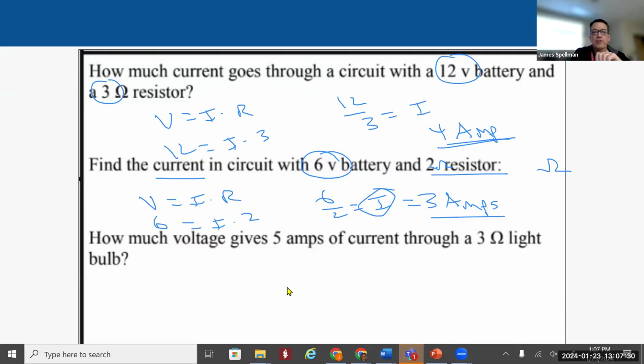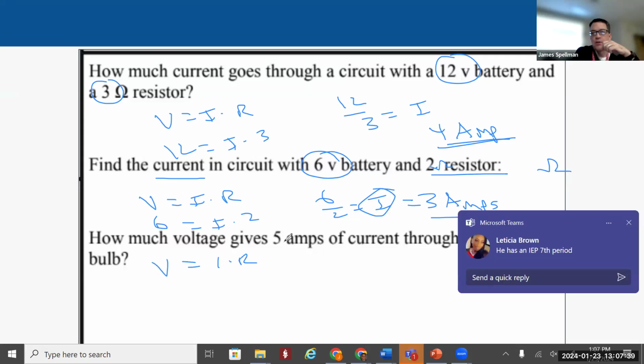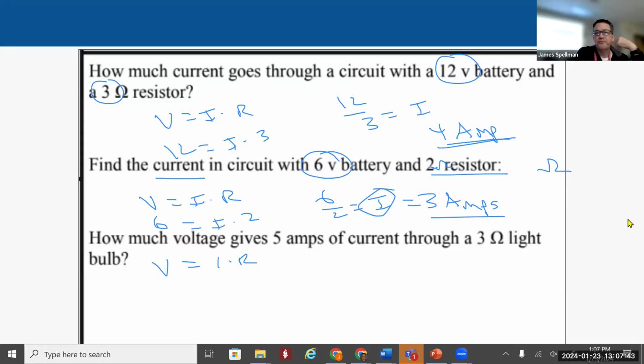Okay. And then finally, the last one, how much voltage gives 5 amps of current through a 3 ohm light? So again, start with our formula, V equals I times R. How much voltage? I would just multiply these two together. So 5 amps, that's my current. 3 ohms is my resistance. We multiply those together, and that's going to give us 15 volts.